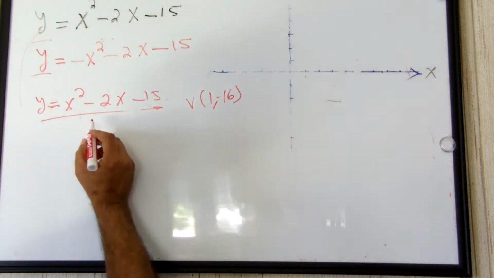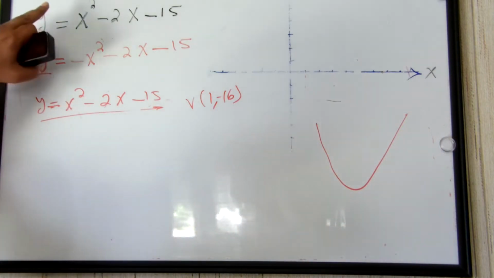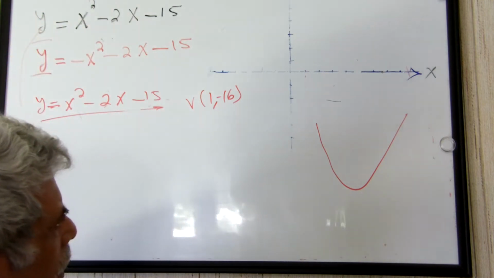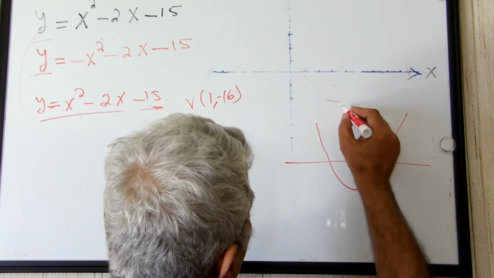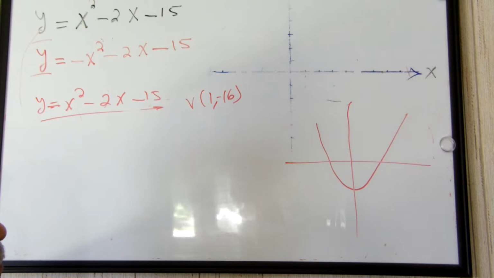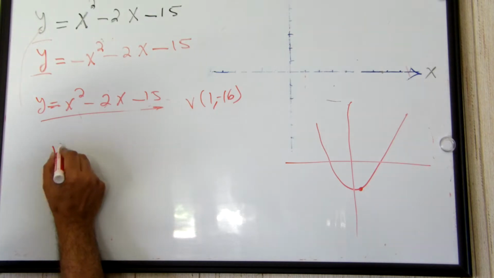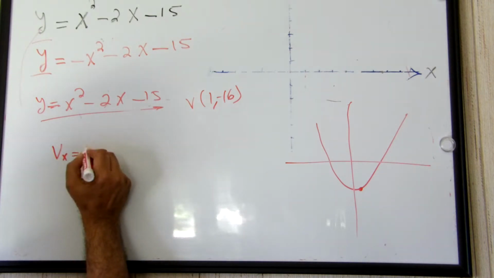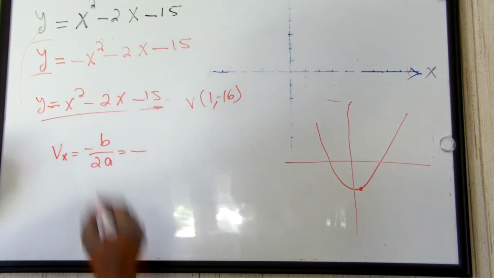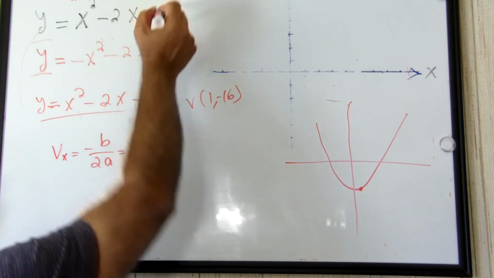So we find the vertex of this. It's going to look like this because there's a plus sign in front of the x squared. But we are going to find out what the vertex is. For the vertex, the x coordinate is minus b over 2a. This is a, b, c. A is 1, B is minus 2, C is minus 15.